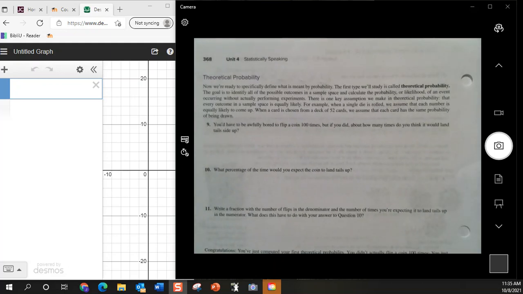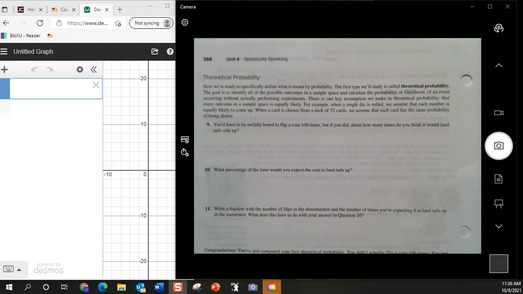Okay, now we come here to theoretical probability. It says, now we're ready to specifically define what is meant by probability. The first type we'll study is called theoretical probability. The goal is to identify all of the possible outcomes in a sample space and calculate the probability or likelihood of an event occurring without actually performing experiments. There is one key assumption we make in theoretical probability, that every outcome in a sample space is equally likely. For example, when a single die is rolled, we assume that each number is equally likely to come up. When a card is chosen from a deck of 52 cards, we assume that each card has the same probability of being drawn.